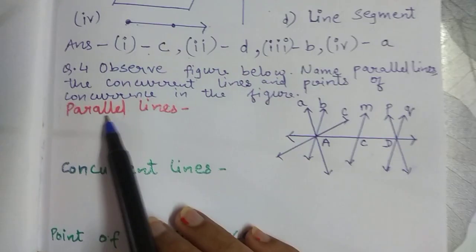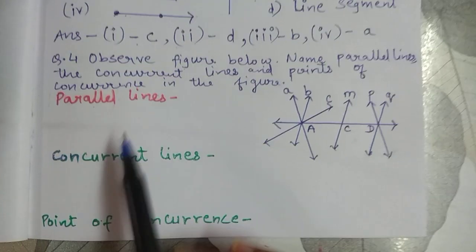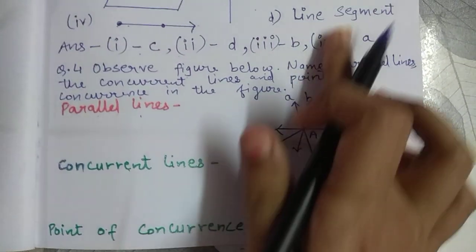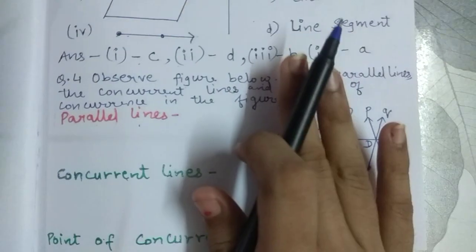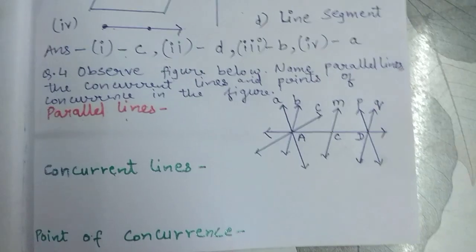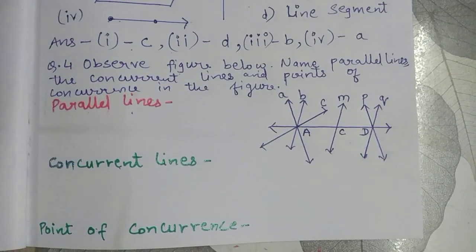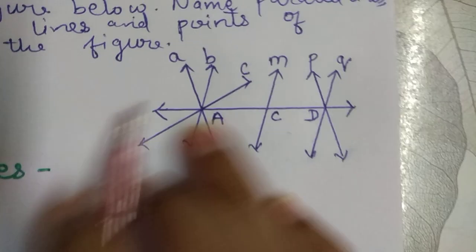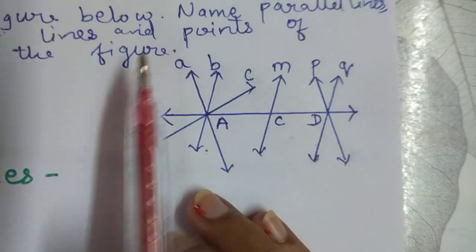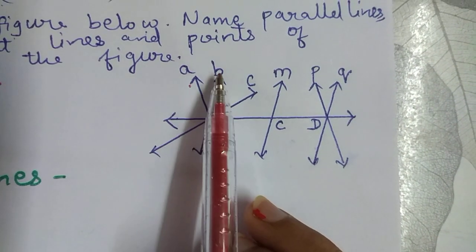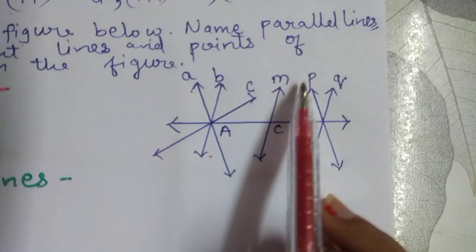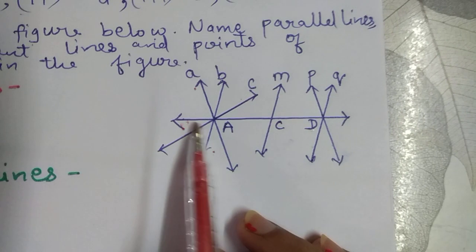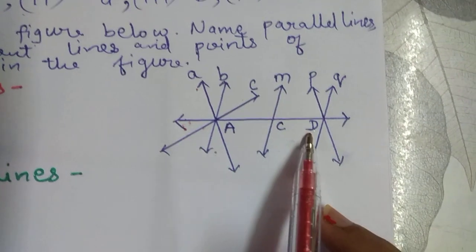Now again, let me revise what are parallel lines and concurrent lines. Parallel lines are those lines which however much we extend, they never intersect. Okay, so those are parallel lines. So in this figure we have to find parallel lines. Now these are the lines A, line B, line C, line M, P, Q. And this line has been named using pointers, capital letters.